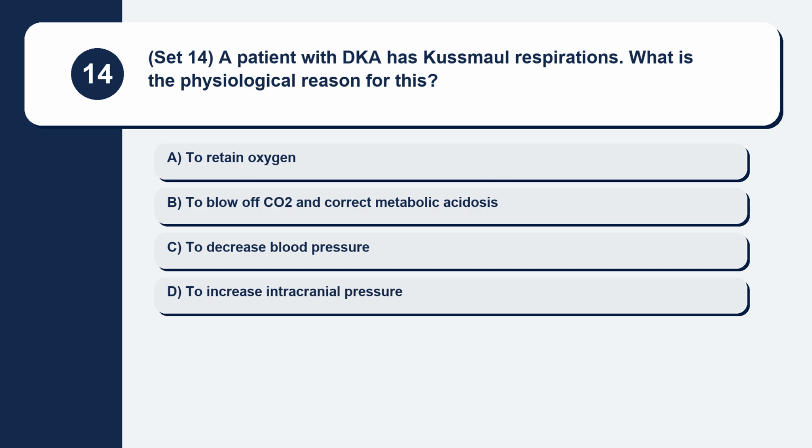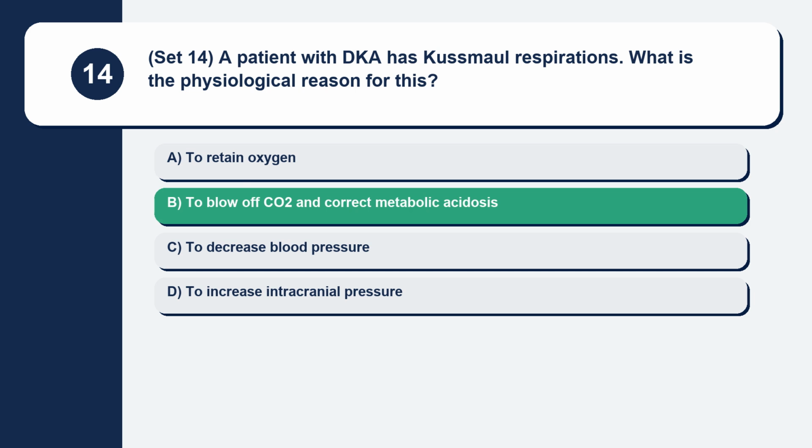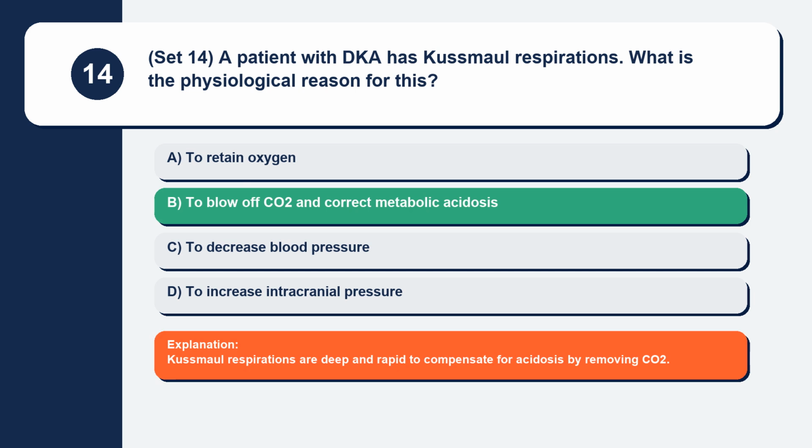Question 14. Set 14. A patient with DKA has Kussmaul respirations. What is the physiological reason for this? To retain oxygen, to blow off CO2 and correct metabolic acidosis, to decrease blood pressure, to increase intracranial pressure. Kussmaul respirations are deep and rapid to compensate for acidosis by removing CO2.